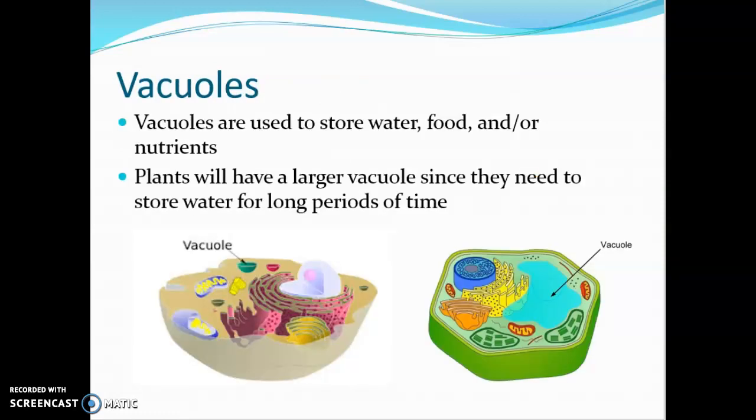Vacuoles. When it comes to a vacuole, you can think about a vacuum, especially if you have kids. Vacuoles are going to store water, food, and or nutrients. Plant cells will have a larger vacuole than animal cells. And that's because, well, think about plants. Plants really need water, and they can't uproot themselves to get that water. So an adaptation for this is that plants have larger vacuoles so they can store the water.